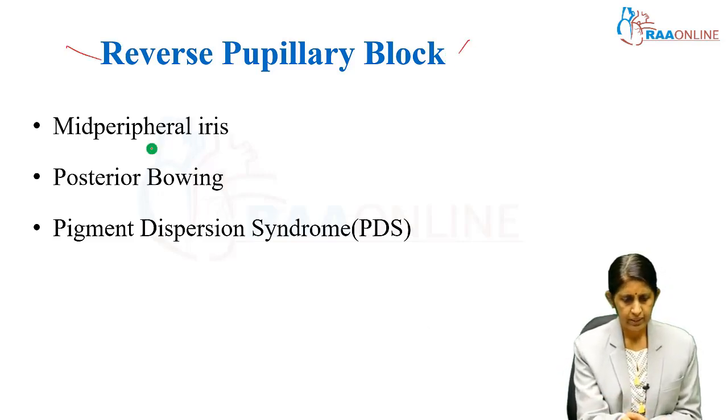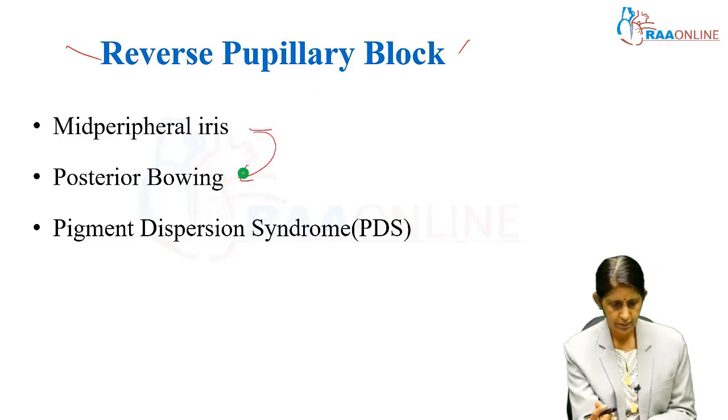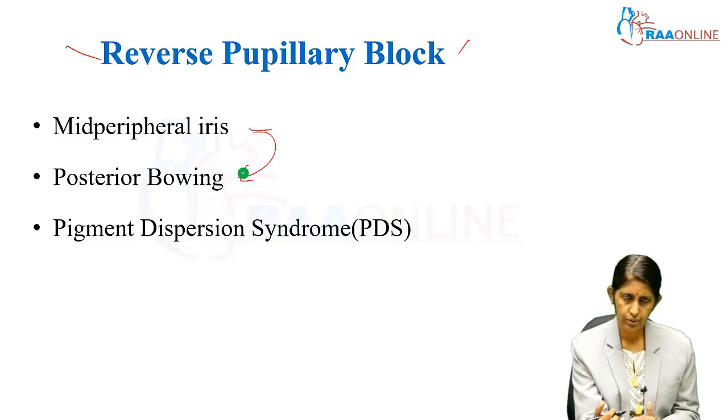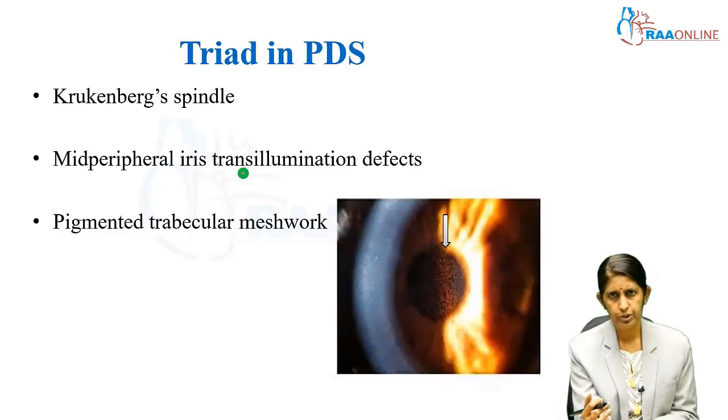So, the pathogenesis, like I just mentioned, goes by the name of reverse pupillary block. What is happening? There is a posterior bowing of the mid-peripheral iris. When it bows posteriorly, it rubs against the zonules and there is a build-up of pressure. This building of pressure is called a reverse pupillary block, and that can result in pigment dispersion syndrome.